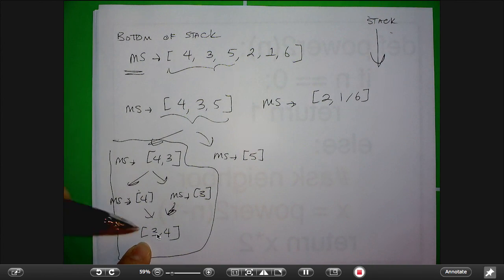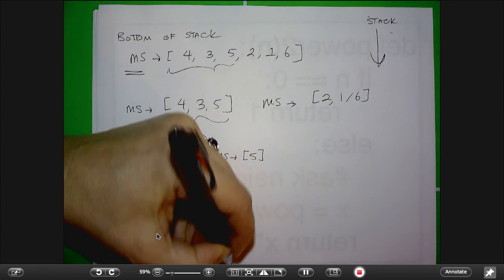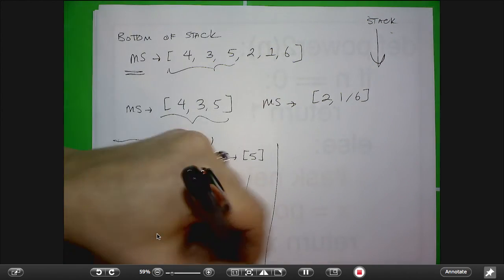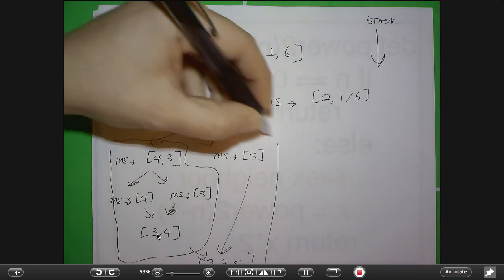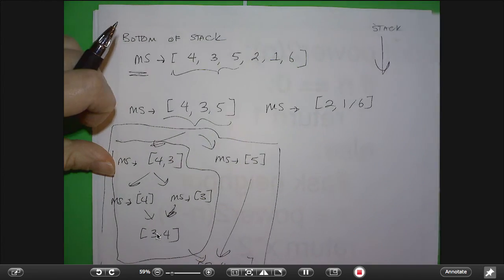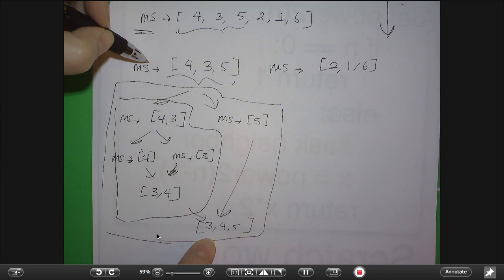Then I'm going to take 3 and 4 and merge it with 5, which I will find 3, 4, and 5 because of the merge, right? Then this function will return 3, 4, and 5. Okay. Now this function has finished.